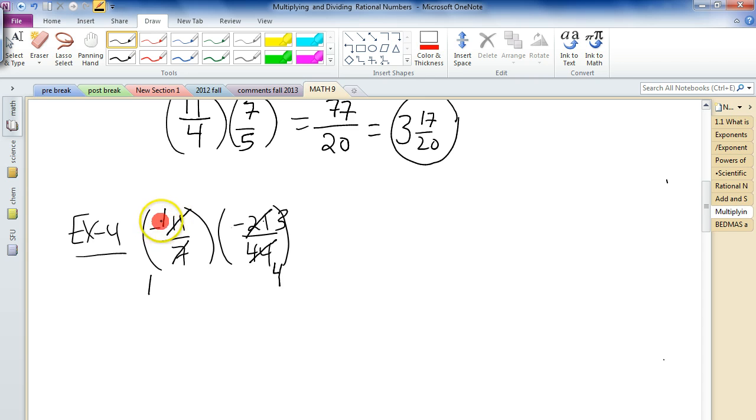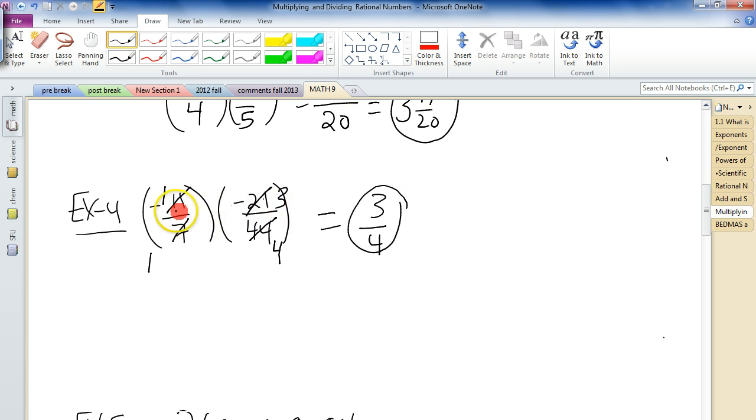All right. So you're left with negative 1 over 1 times negative 3 over 4, which is negative 1 times negative 3, 2 negatives, positive 3, over 1 times 4, which is 4. So it's just 3/4. So whenever you can, try to cross-cancel. It'll make your life so much easier than having to multiply 11 times 21 and 7 times 44 and then having to reduce later on.